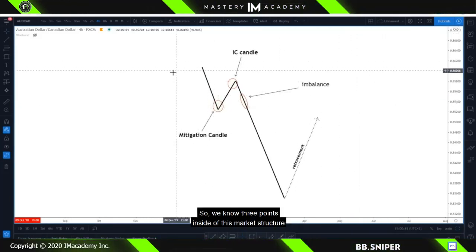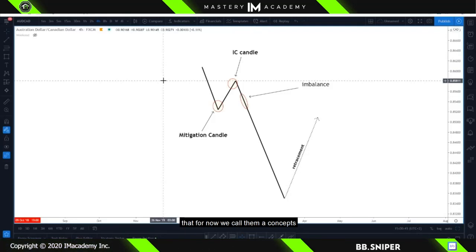So we know 3 points inside of the market structure, that for now we call concepts, that of course can give us good setups. We have the institutional candlestick, which can in fact also be the FU candlestick. We're talking about the mitigation candlestick, and we're talking about imbalance. All three of those concepts can work, and we are usually expecting the market to create a retracement up to that point. Now, the most common between everybody is the institutional candlestick.